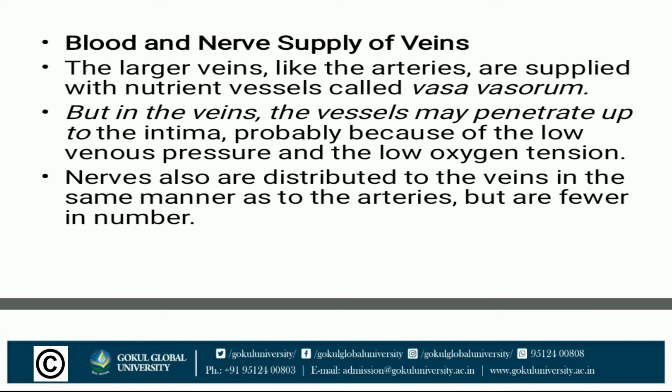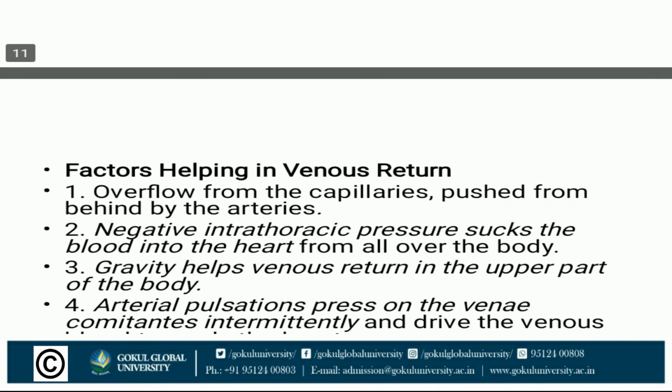Blood and nerve supply of veins. The larger veins, like the arteries, are supplied with nutrient vessels called vasa vasorum, but in the veins the vessels may penetrate up to the intima, probably because of the low venous pressure and the low oxygen tension. Nerves are also distributed to the veins in the same manner as the artery, but are fewer in number.